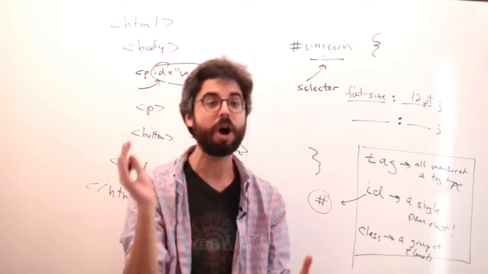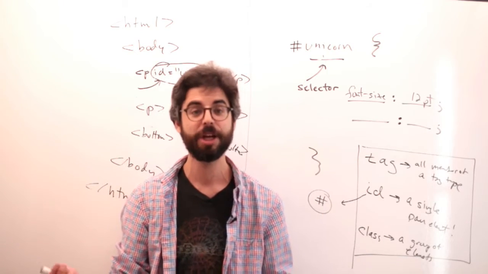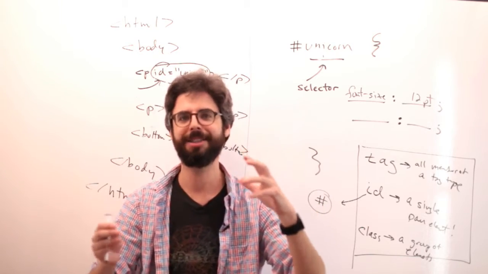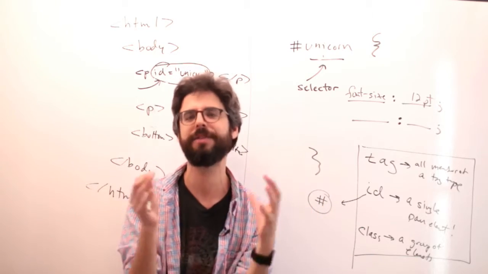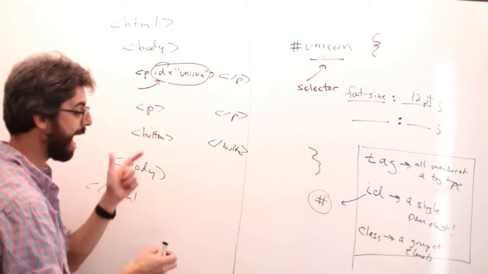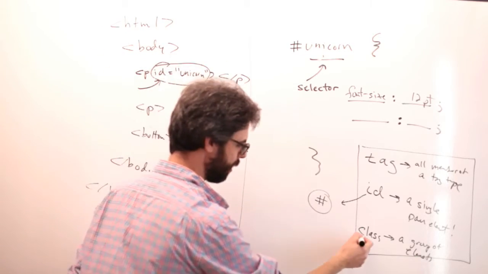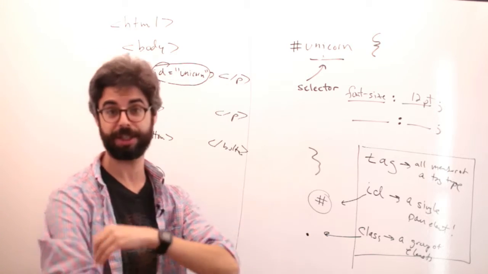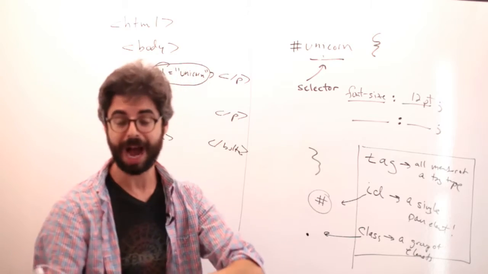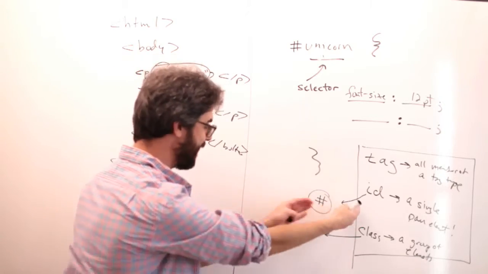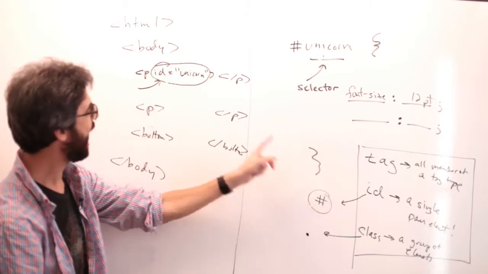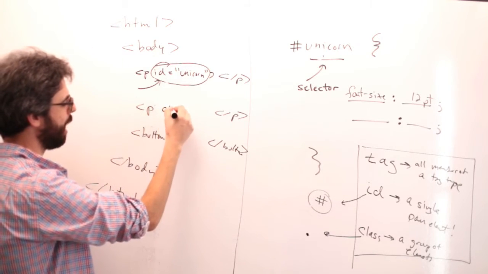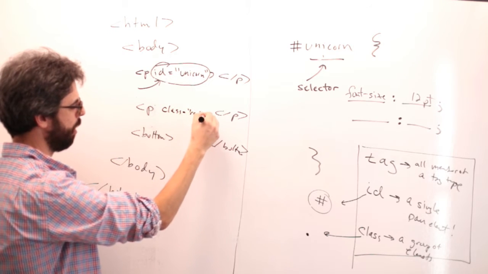A class could go across multiple kinds of DOM elements. So you could have a bunch of paragraphs and a bunch of image tags and a bunch of div tags, and they could all be members of the same class. Incidentally, the class is indicated by a dot. So a tag is just the tag itself: p, img, div. An ID is assigned via this hash symbol, and a class via the dot. And if I wanted to make this paragraph a member of a class, class equals rainbow.